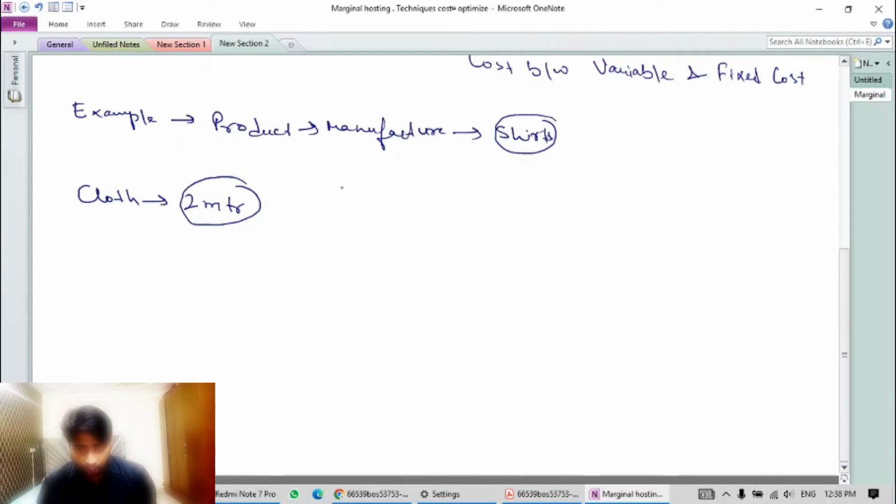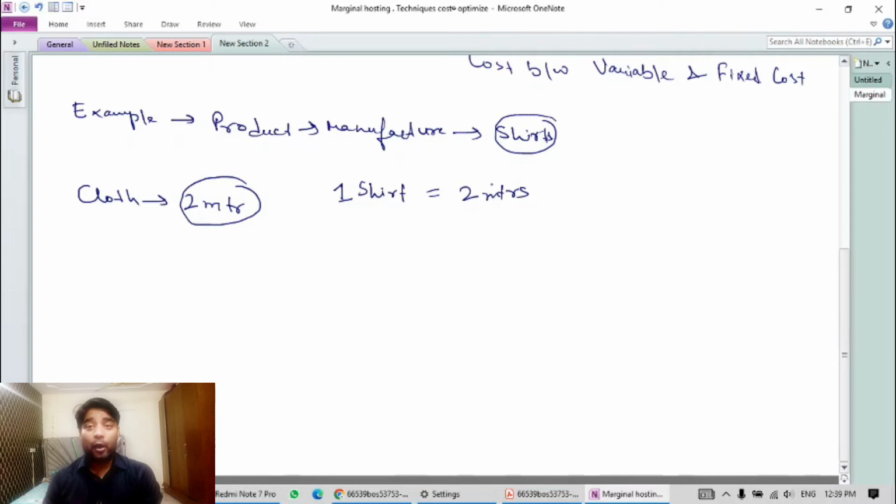So let me tell you the input and output ratio for manufacturing one shirt. For manufacturing one shirt, we need 2 meters of cloth, right? Yes, sir. If I want to manufacture two shirts, then how much cloth do we need? Sir, we need 4 meters.